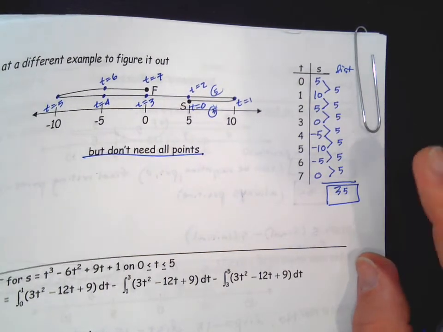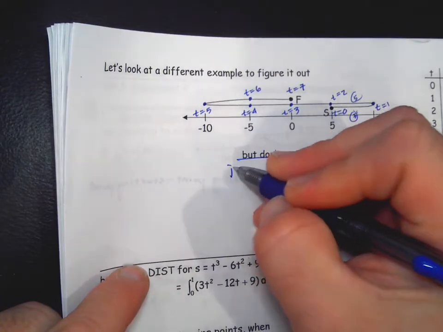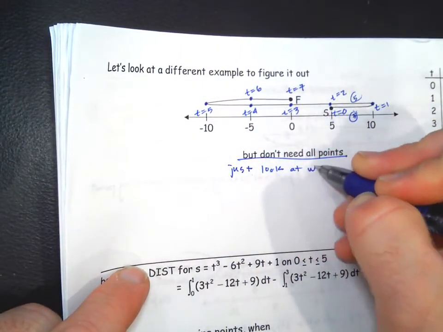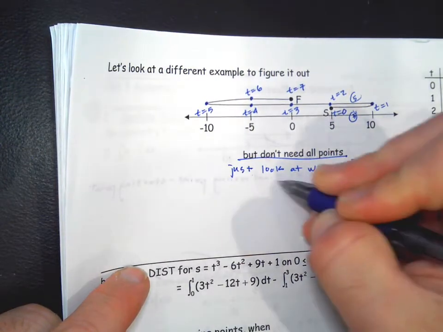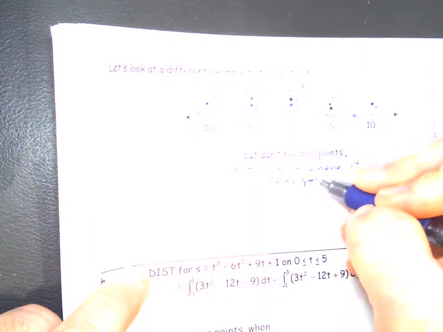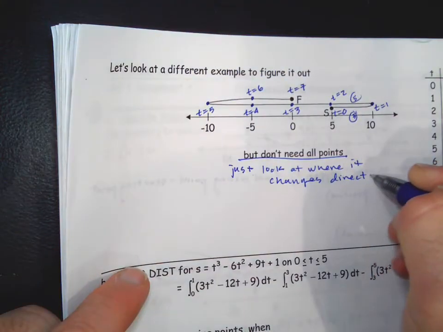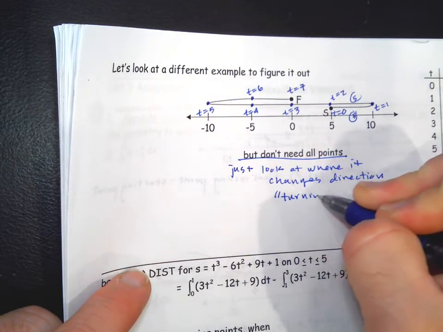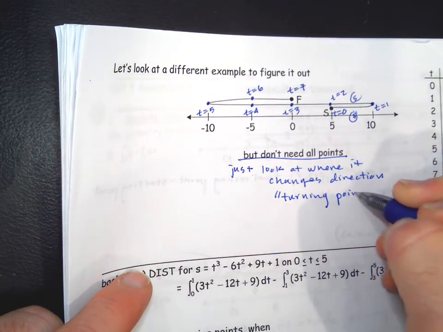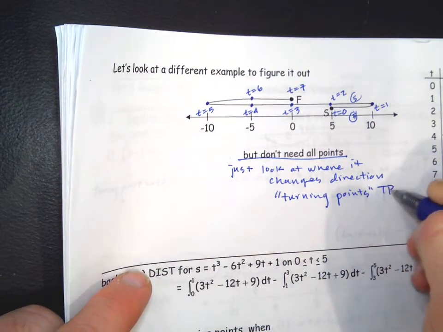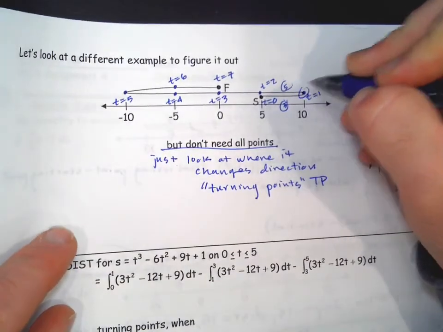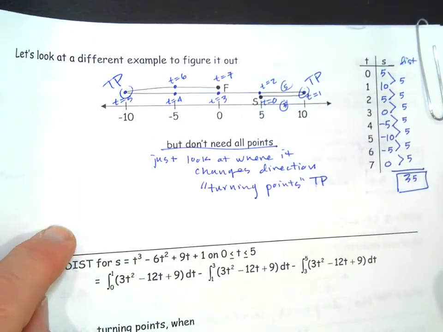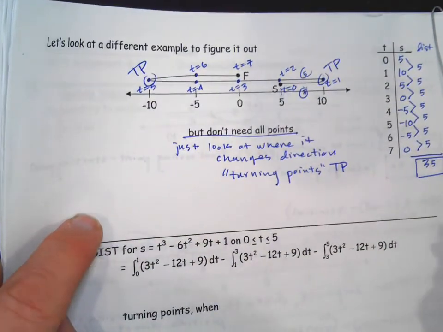Here's the key. We just look at where it changes direction. And for a while, we've been calling these turning points. They're where the velocity equals 0. Okay? And so right here, this is a turning point. Here, this is a turning point. Those are the only two turning points. Those are really the only points we need in addition to the beginning and end.